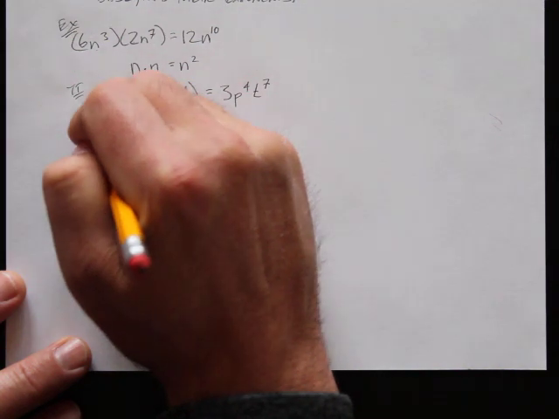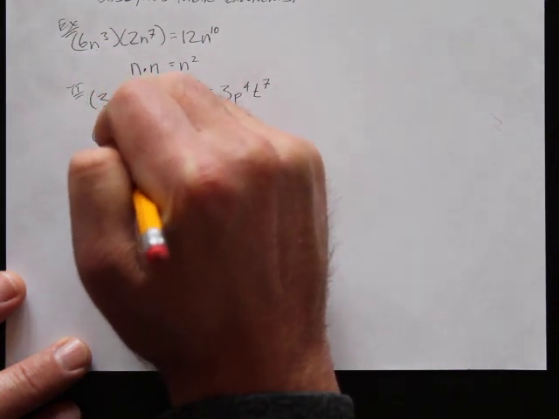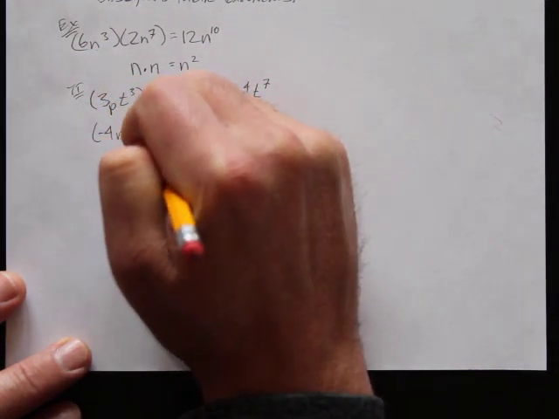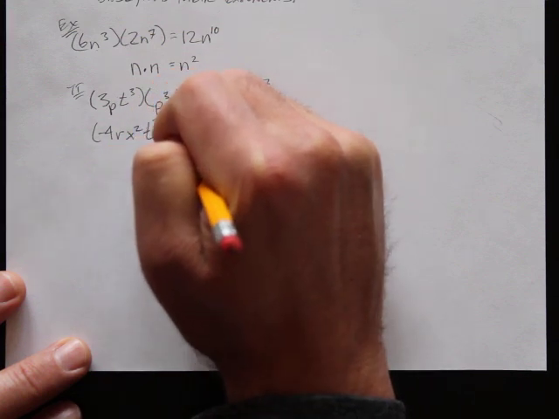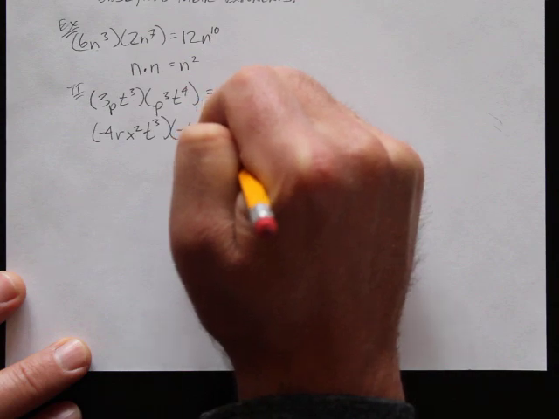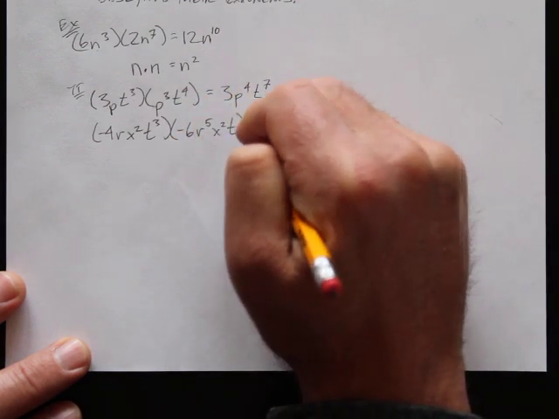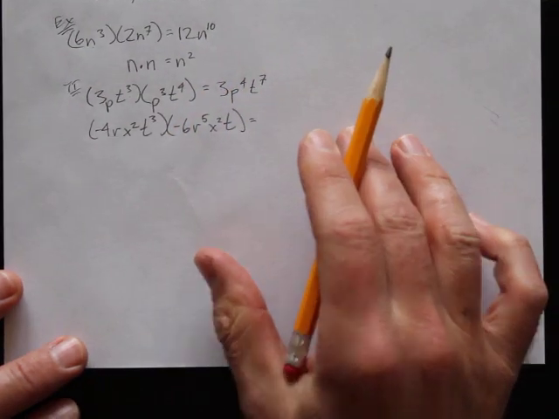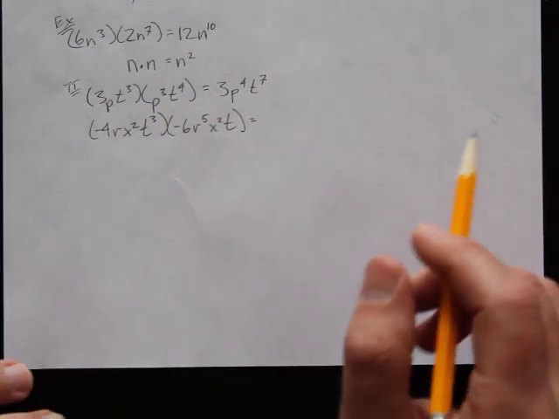Here's another one. Let's try this one. Negative 4rx squared t cubed times negative 6r to the fifth x squared t. All right, so if you feel comfortable with this, go ahead and try that one. If not, here we're going to do it together.